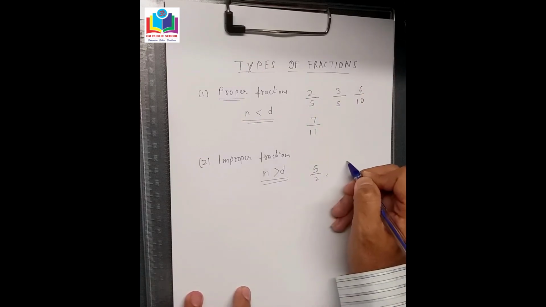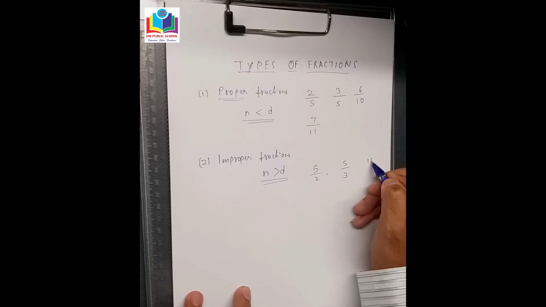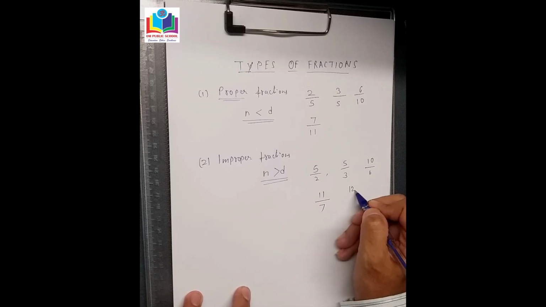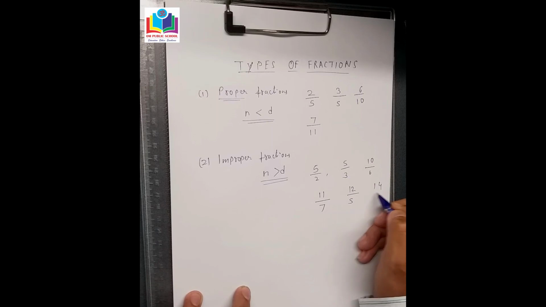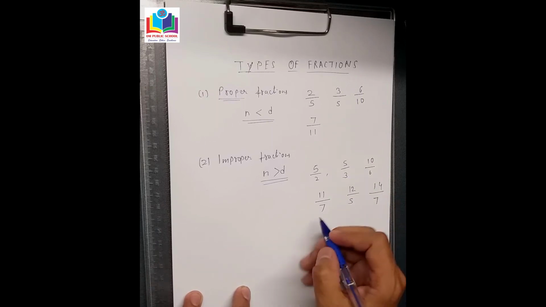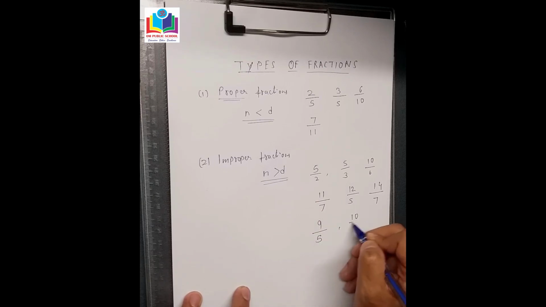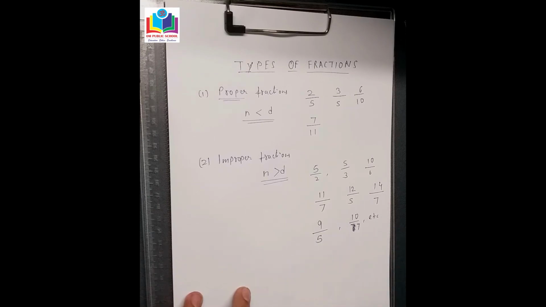5 by 2, 5 by 3, 10 by 6, 11 upon 7. Other examples could be 12 upon 5, 14 upon 7, 9 by 5, 10 by 6, etc. Oh, 10 by 6 is already repeated, so let's make it 10 by 7. Yes, we can do that. Etc. These are all improper fractions.